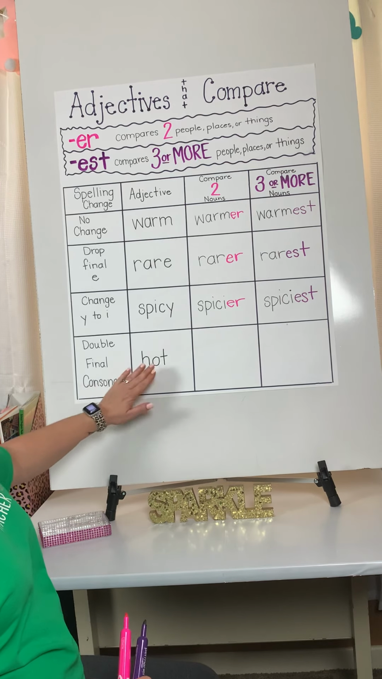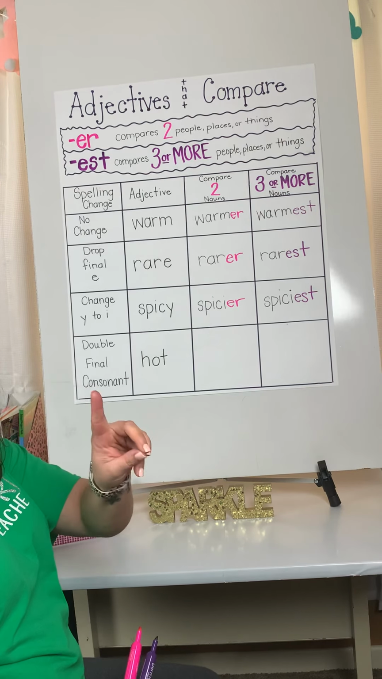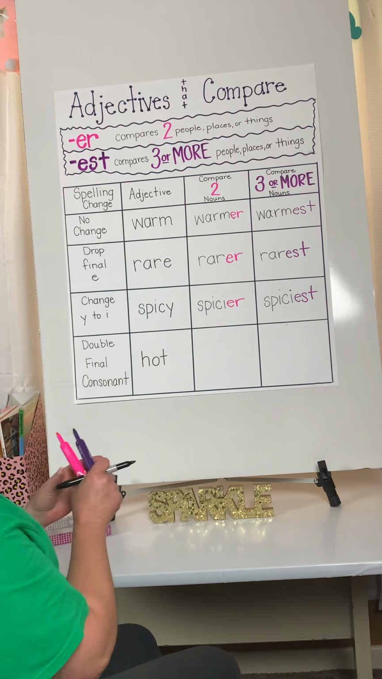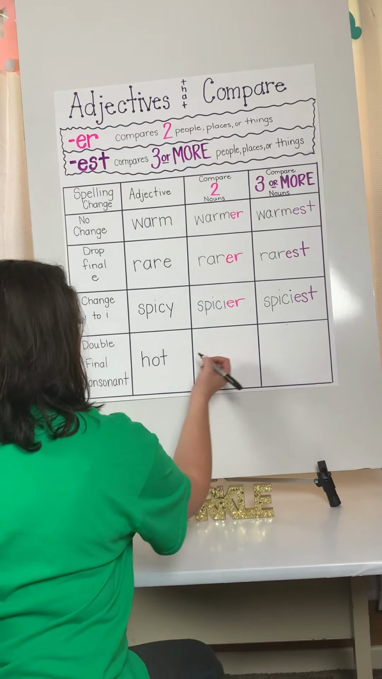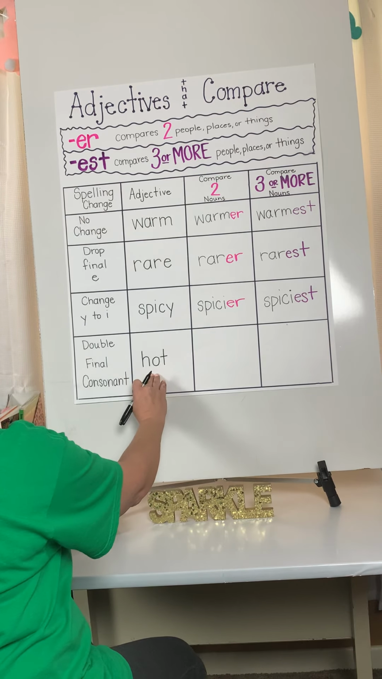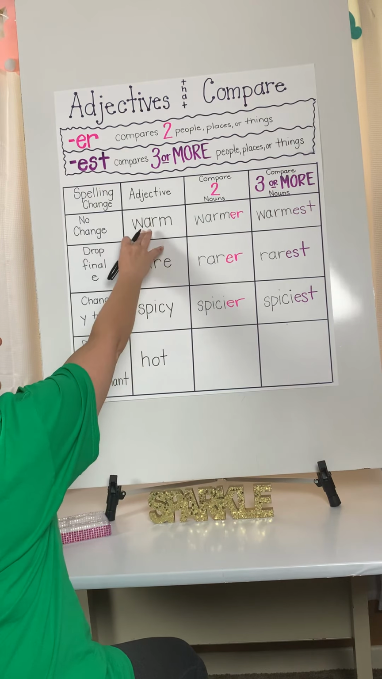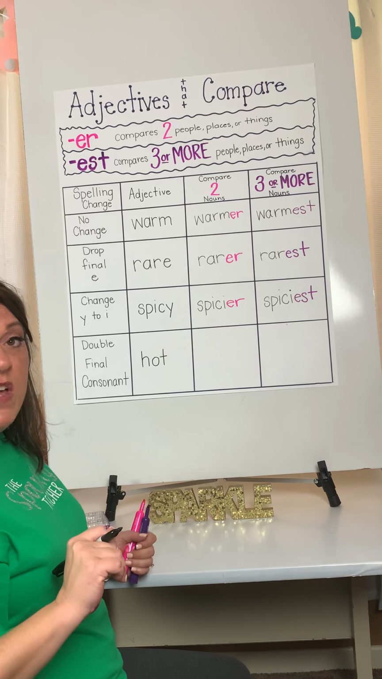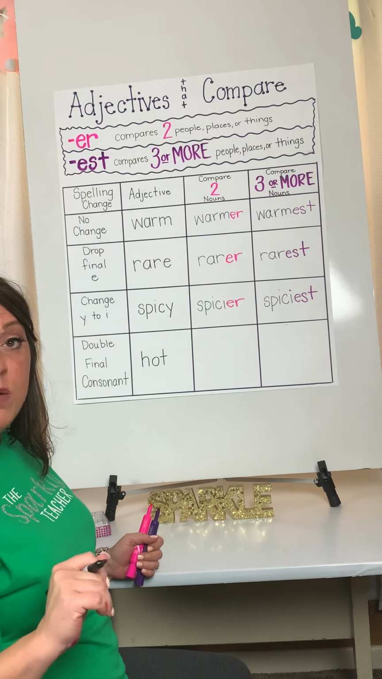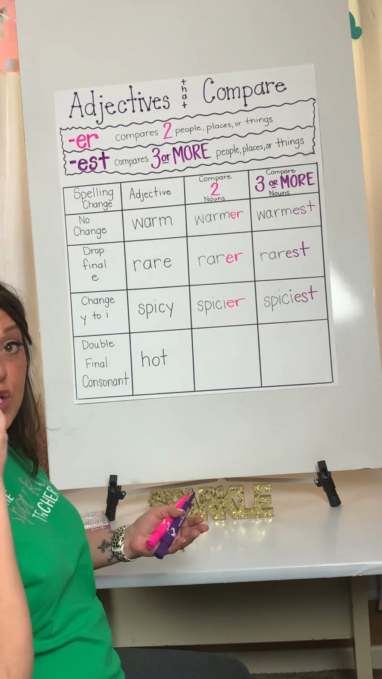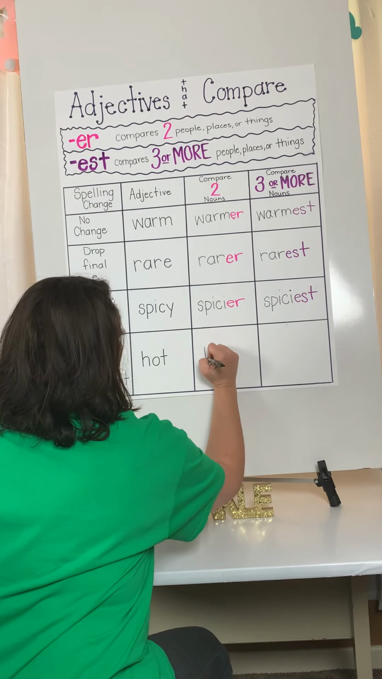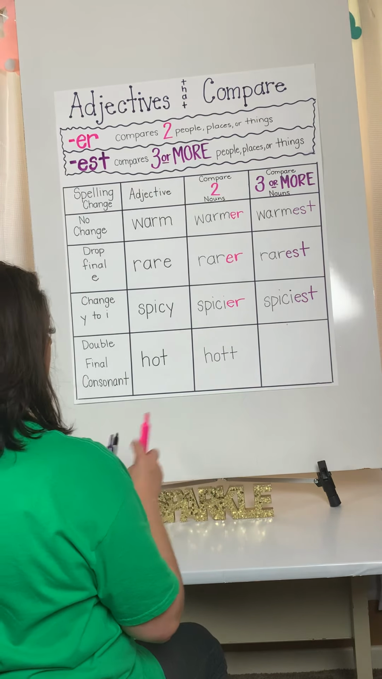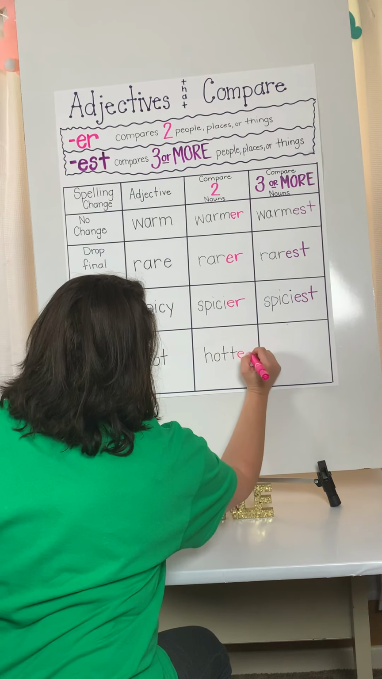Most of the time, this is going to happen when you have a one-syllable word that has a short vowel. So on this, we will say, it is hot today. We'll go back to our days like we did with warmer. It is hot today. Yesterday was hotter than today. We're comparing yesterday and today, so that's two things. So we use our ER. We need to double our consonant and then add ER.